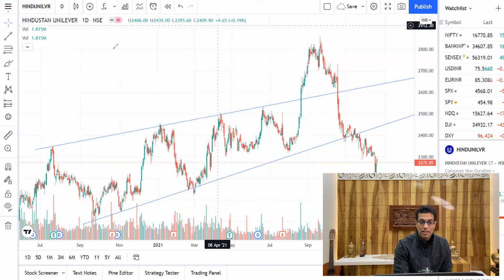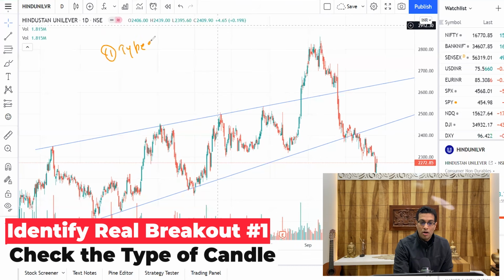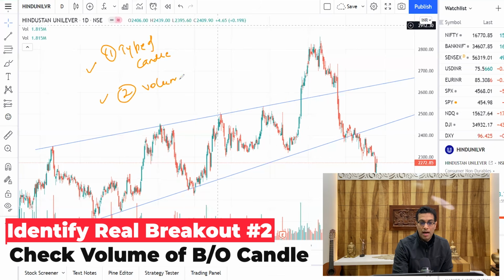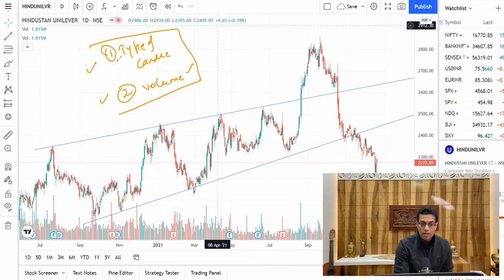So there are a few key things that you must understand. First is the type of candle that is there, you need to keep an eye on that. Second, you need to keep an eye on the volume. These are two very important parameters that you must keep in mind. Now, are these guaranteed techniques, that if you take a look at type of candle and volume, 100% you can identify a real breakout from a fake breakout? No, absolutely not.